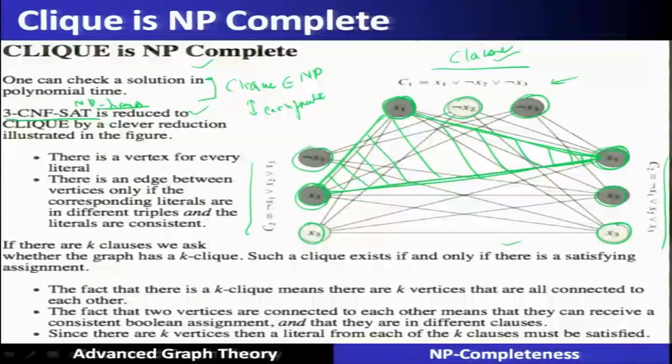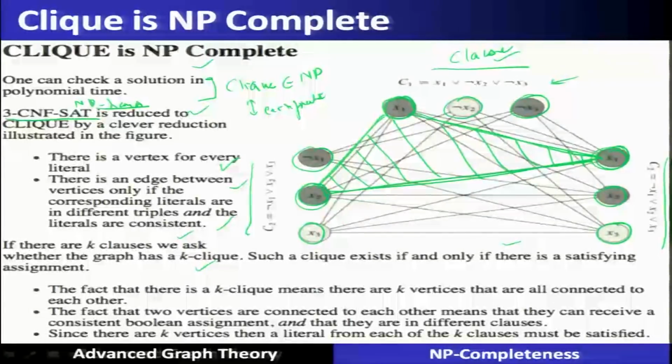Again, let us recall that there is a vertex for every literal, and there is an edge between the vertices only if the corresponding literals are in different triples and the literals are consistent, that means x1 and x1 bar are not consistent. So, if there are k clauses, we ask whether the graph has a k-clique. Such a clique exists if and only if there is a satisfying assignment.